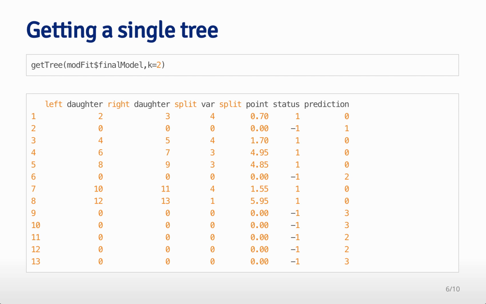I can look at a specific tree in our final model fit using the getTree function. So I applied getTree here to our final model, and I say I want the second tree out, and this is what the tree looks like. Each of these rows corresponds to a particular split. And so you can see what the left daughter of the tree is, the right daughter of the tree, which variable we're splitting on, what's the value where that variable was split, and then what the prediction is going to be out of that particular split.